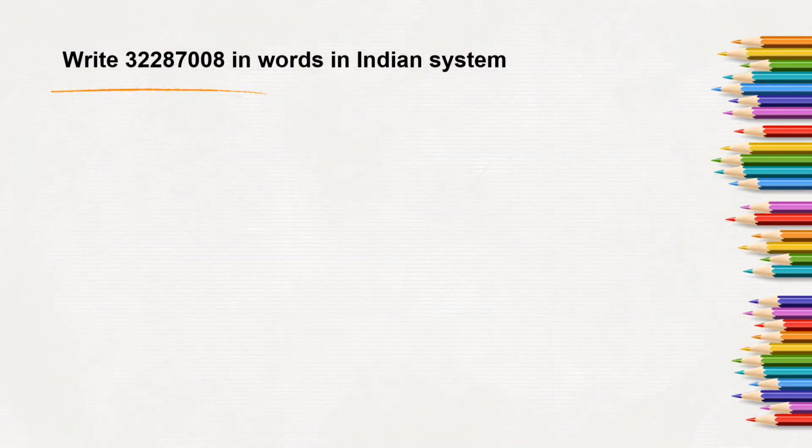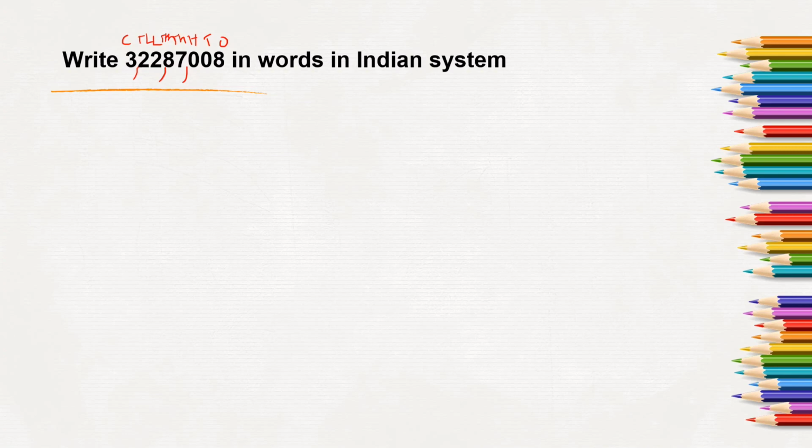Write the given number in words in the Indian system. First, we have to separate the numbers according to their place values. Yes, after 3 digits, 1 comma, and after 2 digits, 1 comma, and after 2 digits, 1 more comma. So here, we'll write their place values: ones, tens, hundreds, thousands, ten thousands, lakh, ten lakh and crore. So here it's easier when we separate the place values according to their places.